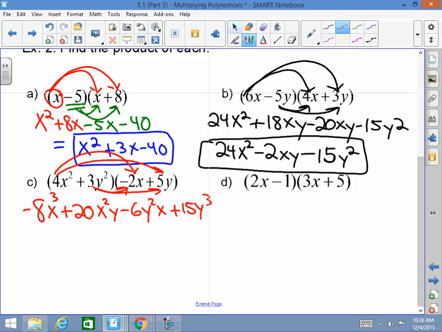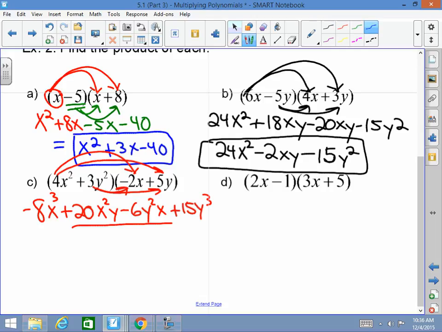In this particular case, though, guys, I do not have any like terms. Now, you may say, what about these two? No, that's an x squared y, and that's a y squared x. So those are not like terms. Be cognizant of that. Be wary of that. Be careful.